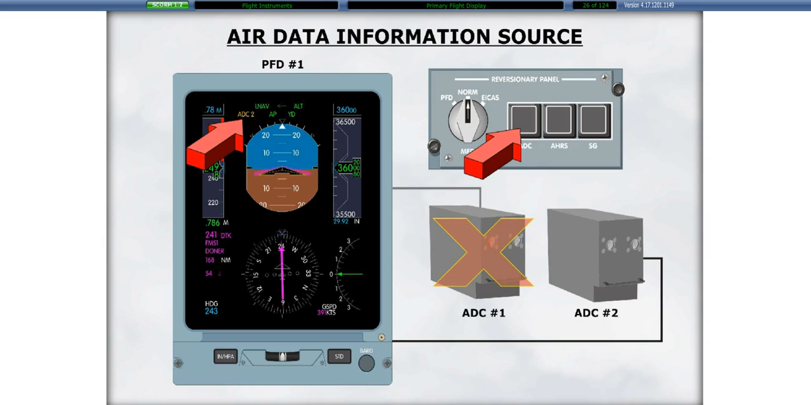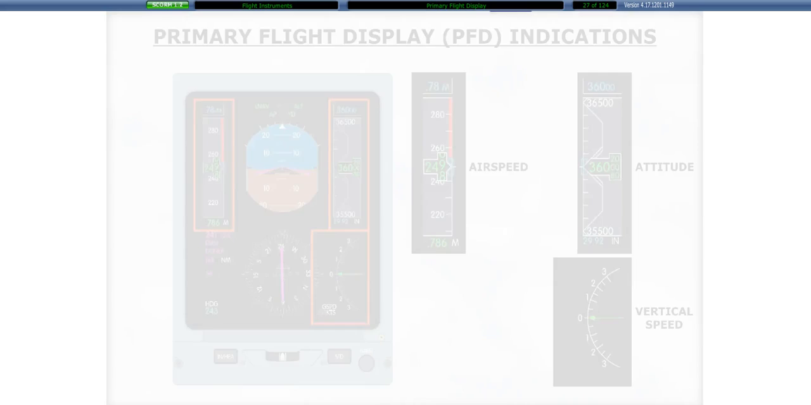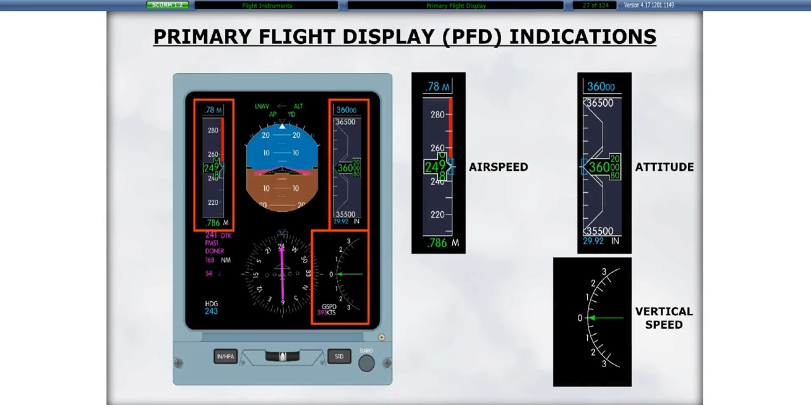The label is amber when only one ADC is supplying both sides or each ADC is supplying opposite side systems. The annunciation is removed when ADC1 is supplying the captain's side and ADC2 is supplying the first officer's side. Each PFD displays indicated airspeed, altitude, and vertical speed information.